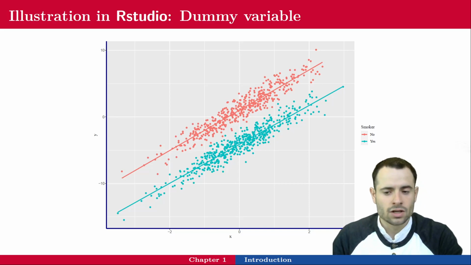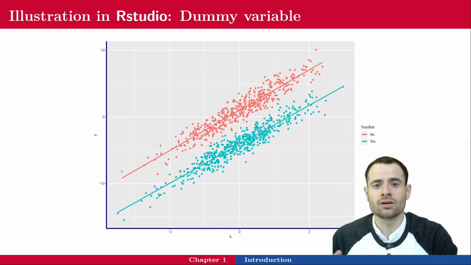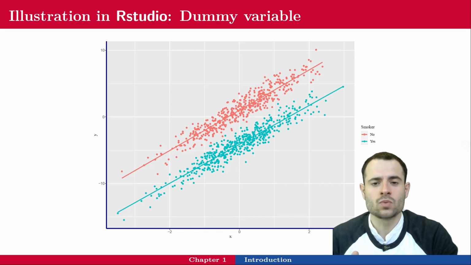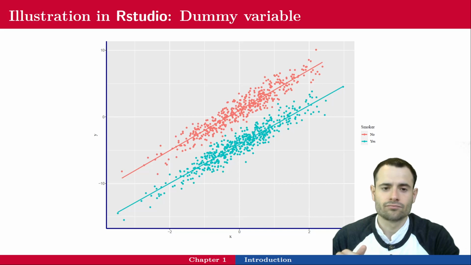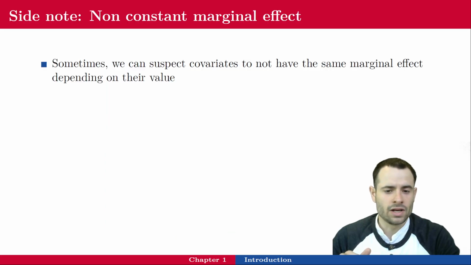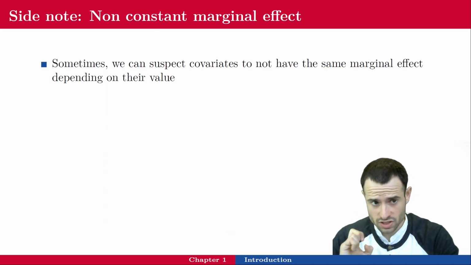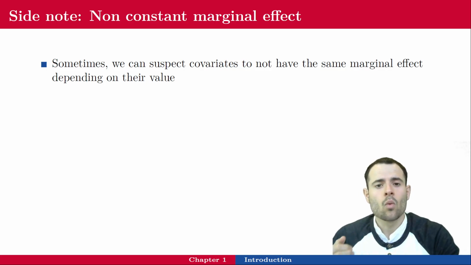We will need to understand binary variables in particular in the 4th week once we get into causal inference methods. Finally, 2 more slides. What if the marginal effect is not constant?